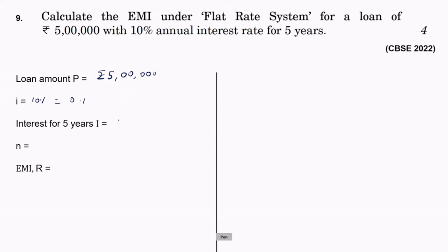So interest for 5 years will be 5 lakhs into 0.1 into 5. So for 1 year it will be 5 lakh into this 10%. Here it is flat rate system. So the total interest for 5 years will be 5 lakh into the interest rate into the number of years, which is 5. So it is 5 lakh into 0.1 into 5, which is 2,50,000.